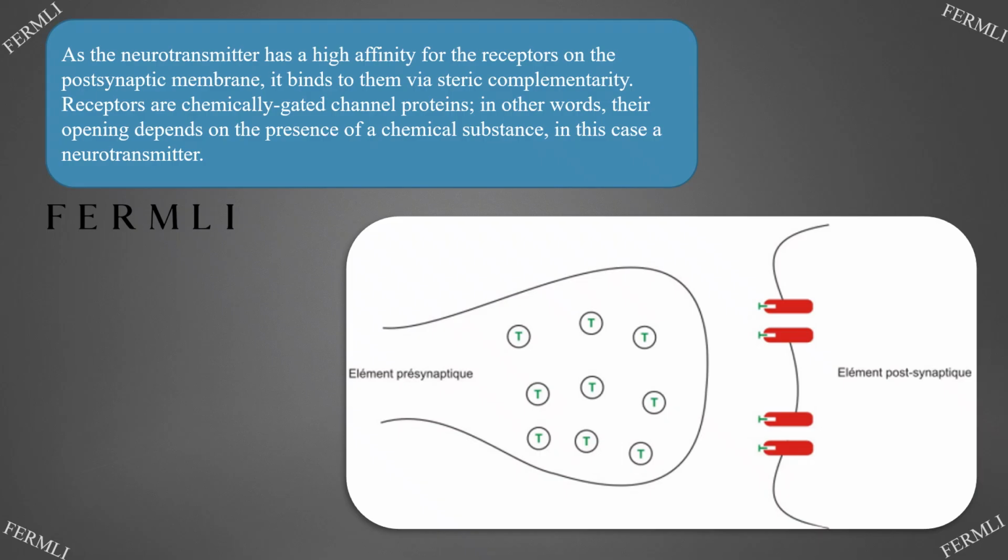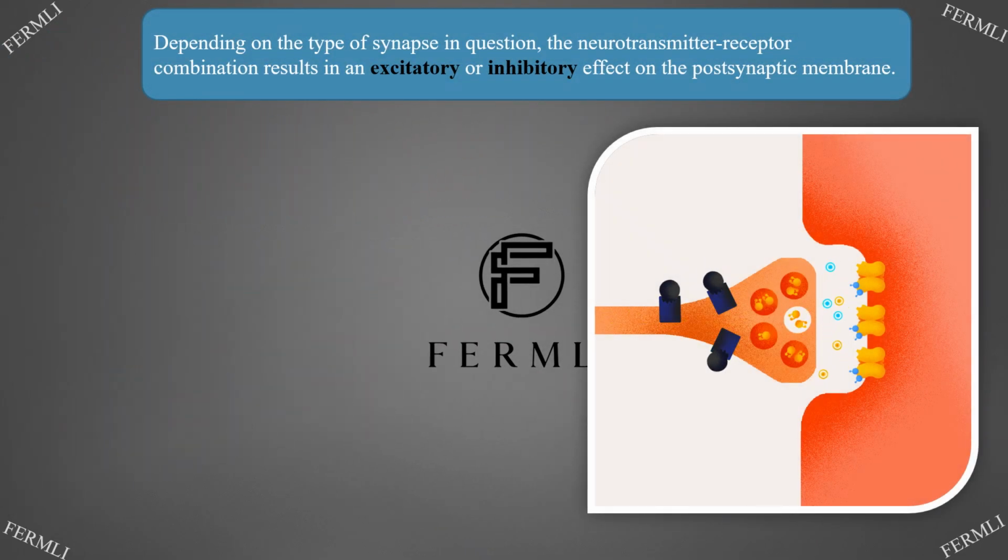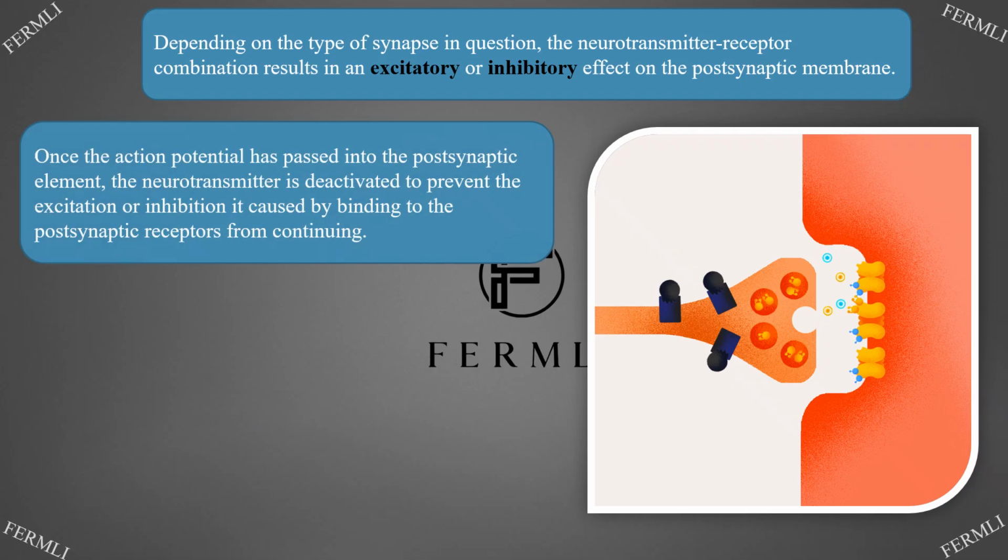As the neurotransmitter has a high affinity for the receptors on the postsynaptic membrane, it binds to them via steric complementarity. Receptors are chemically gated channel proteins. In other words, their opening depends on the presence of a chemical substance, in this case a neurotransmitter. Depending on the type of synapse in question, the neurotransmitter-receptor combination results in an excitatory or inhibitory effect on the postsynaptic membrane. Once the action potential has passed into the postsynaptic element, the neurotransmitter is deactivated to prevent the excitation or inhibition it caused by binding to the postsynaptic receptors from continuing.